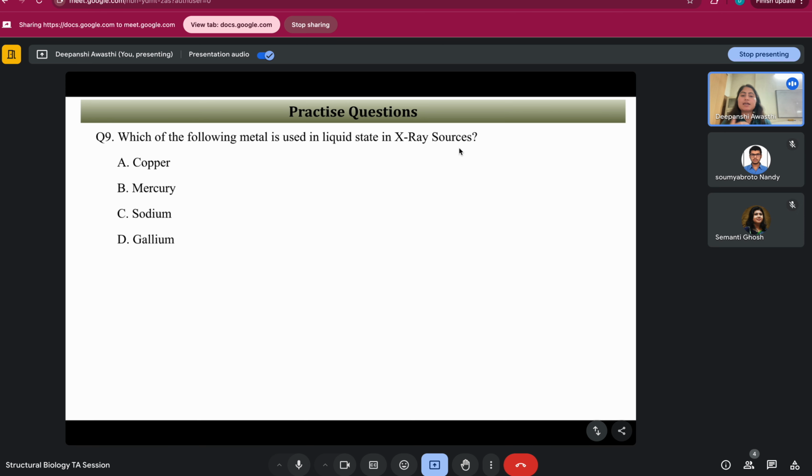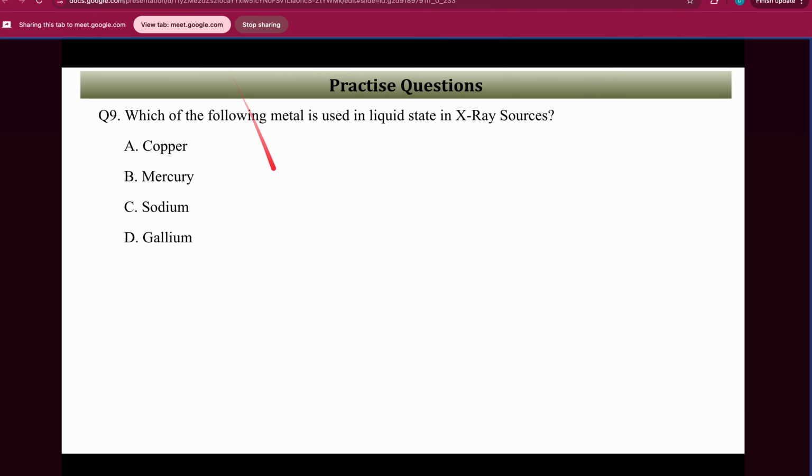To avoid that, what else can be done is that we can use liquid metal. On the anode surface, it will bring new liquid metal on top of that surface. Whatever surface is worn, the metal coming in liquid form will replace it, so that not much heat is dissipated at that point. So the right answer is option D, which is gallium.